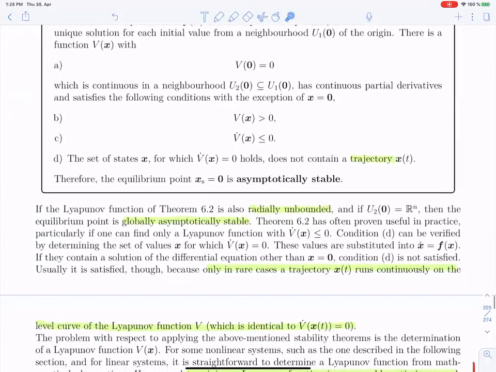And again, if the Lyapunov function is radially unbounded, I already mentioned that, and if U2 is equal to the whole state space, which is not often the case. So in most physical practical systems, this is not true, okay? Then the equilibrium is globally asymptotically stable. So mathematicians, when they work with Lyapunov stability, they always strive to prove global asymptotic stability. For us as control engineers, it's only possible to prove global asymptotic stability in rare cases, unfortunately.